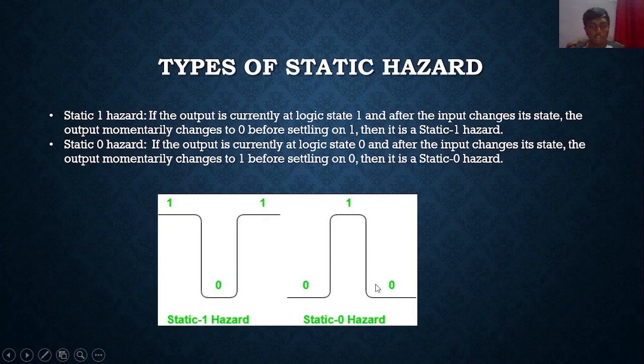Here is a basic timing diagram which shows static 1 and static 0 hazard. Here we can see for static 1 hazard, the output is 1 and due to some change in the input, the output becomes 0 and after some time it goes back to 1. Similarly, for static 0 hazard, the output is 0 and after some time, due to some change in input, it becomes 1 and after some time it goes back to 0.